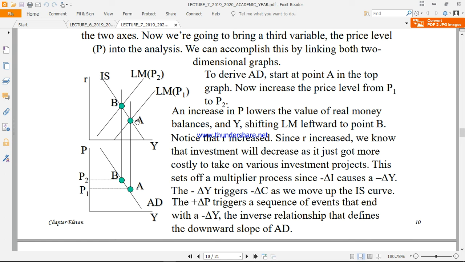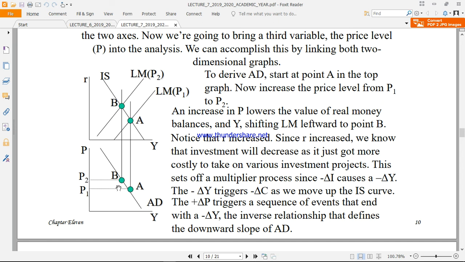So that's why there's a movement from A to B. The positive change in the price level triggers a sequence of events that ends with a negative change in output, which is just the inverse relationship that defines the downward sloping aggregate demand curve. So we can then conclude that indeed the aggregate demand curve shows a negative relationship between output and price level.